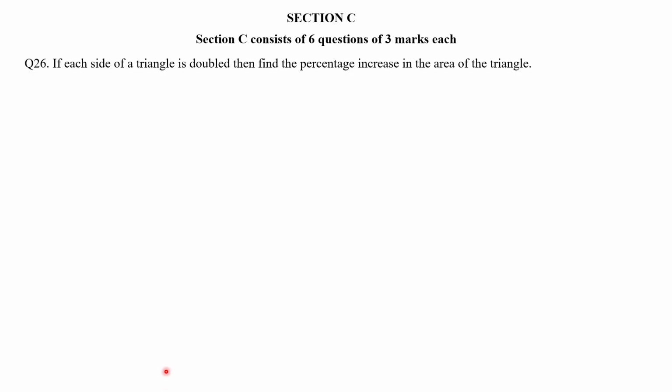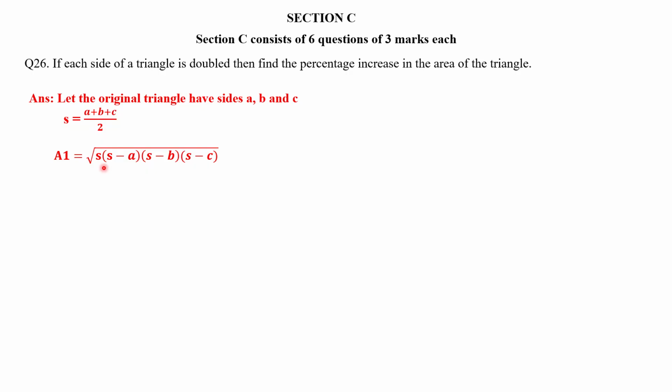Okay, so I'm going to start with section C. Now section C will have 6 questions and each question will carry 3 marks. So question 26 is, if each side of a triangle is doubled, then find the percentage increase in the area of the triangle. So let's assume that the original triangle has sides A, B and C. Then the semi-perimeter will be A plus B plus C by 2, and the area of the triangle A1 will be root of S into S minus A into S minus B into S minus C. This is using Heron's formula.